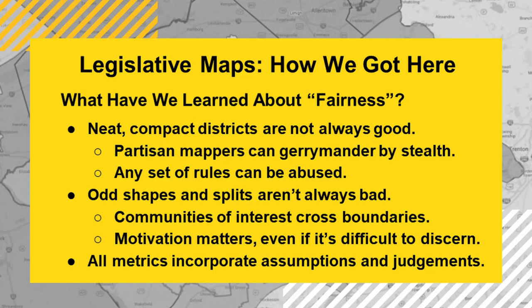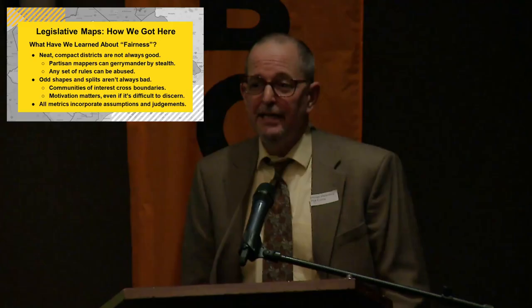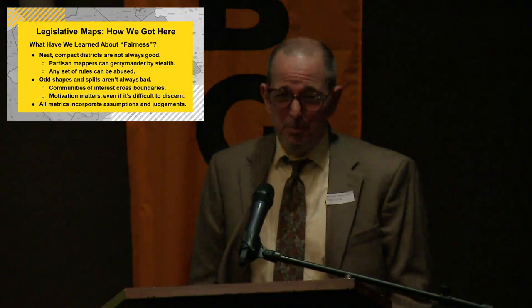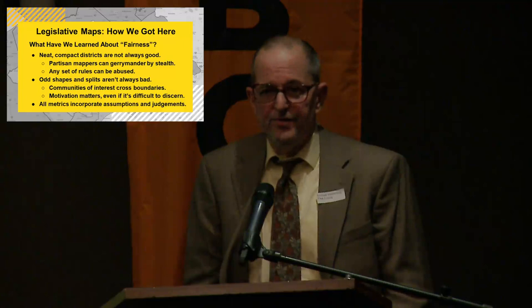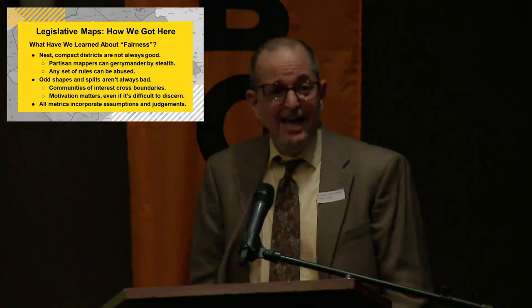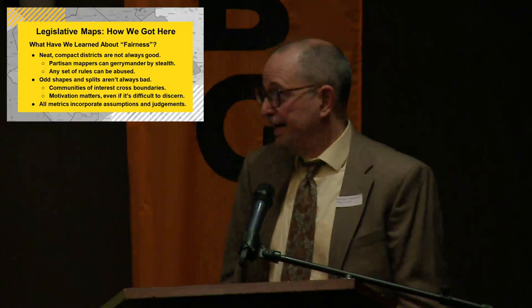Well, first of all, neat and compact districts are not always good. As Justin mentioned, a perfectly compact district is a circle. It's not even that simple because you could have variations in population distribution within the circle. But more importantly, any set of rules can be abused. I could draw you a 17 district map with 17 circles. Wouldn't really fit very well in Pennsylvania, but in a hypothetical state I could. And it could still be a terrible gerrymander. It could still be an overtly partisan map by other metrics.